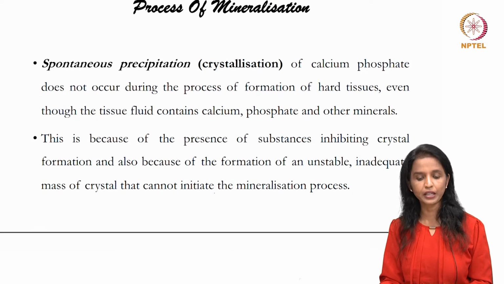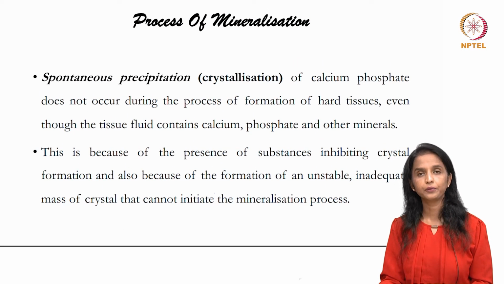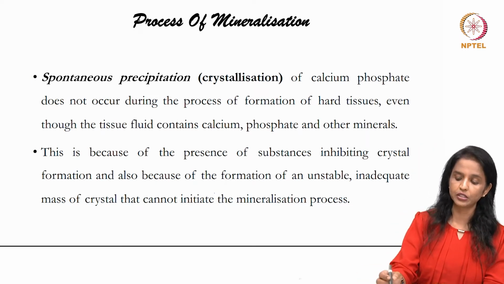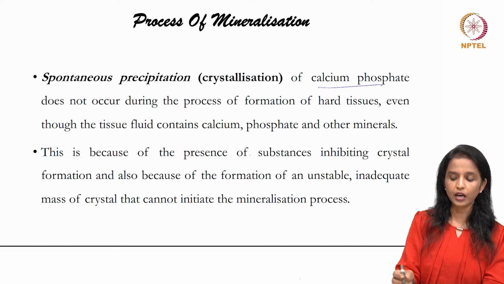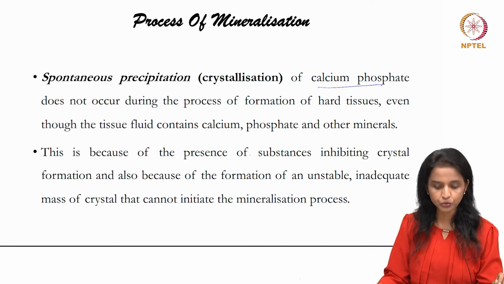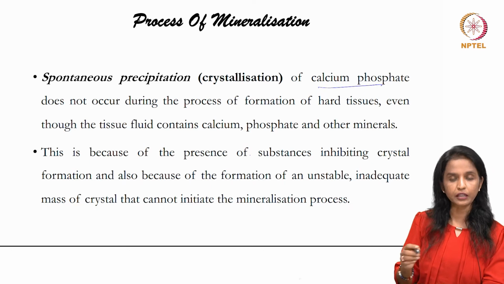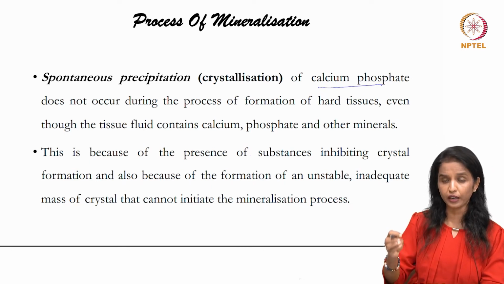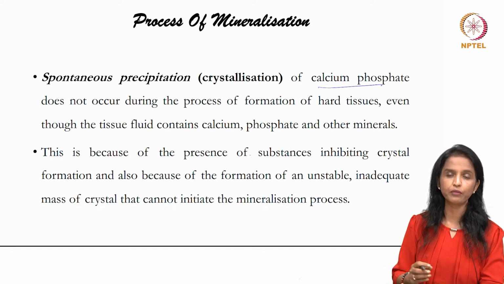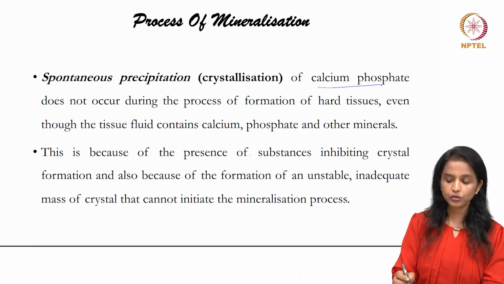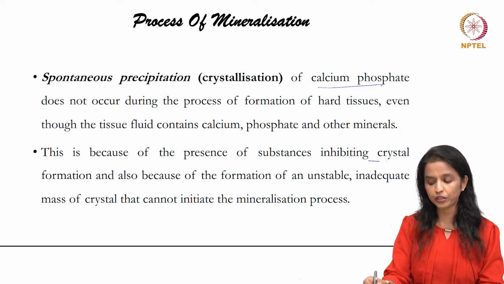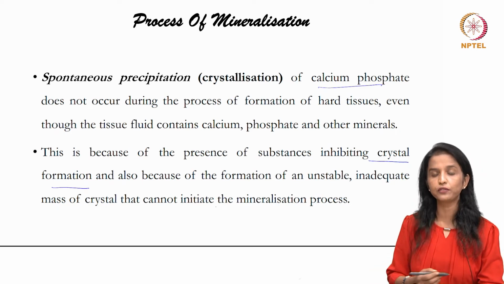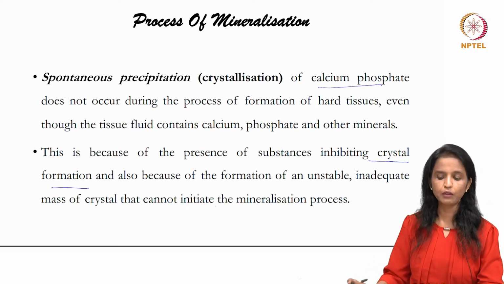So, the process of mineralization happens by spontaneous precipitation or crystallization of calcium phosphate, and occurs in the formation of hard tissues, and it occurs even if the surrounding extracellular fluid does not contain enough ions. It happens through a very tightly regulated system. This is because there are some substances which are inhibiting the crystal formation, and there are some substances which are promoting the crystal formation.